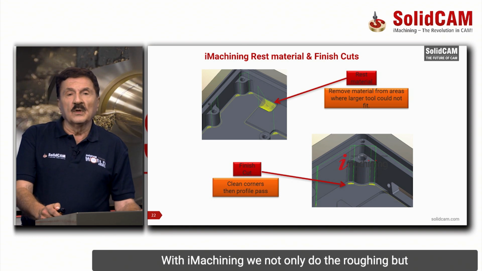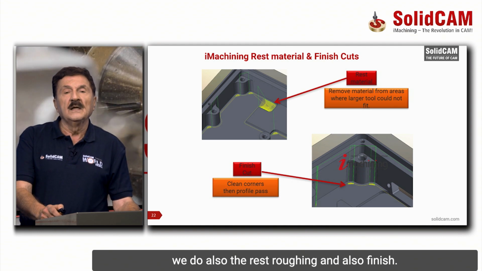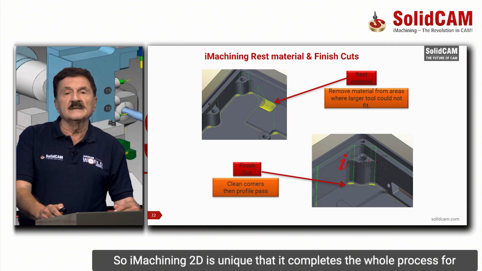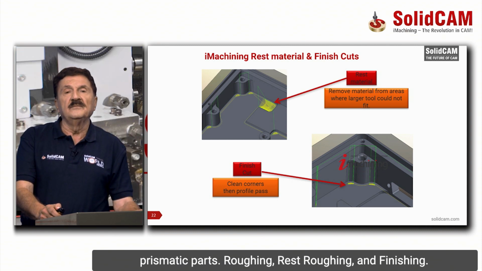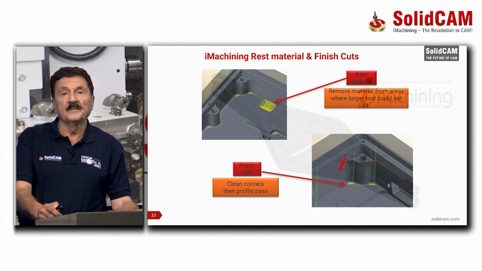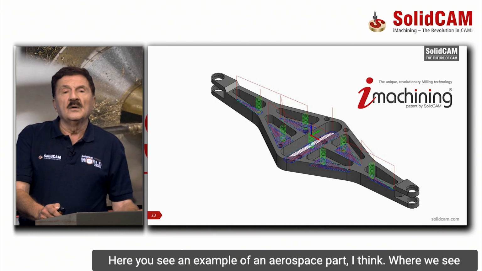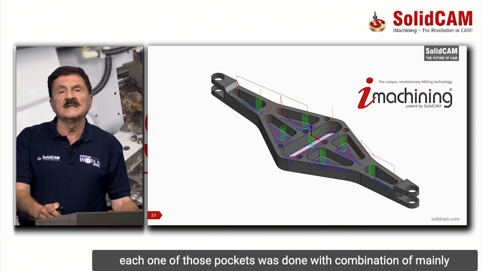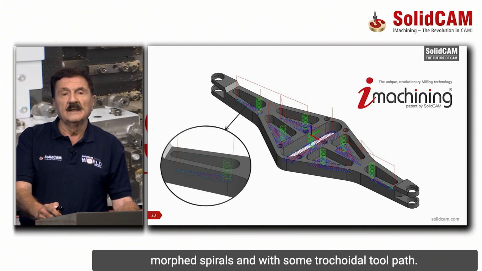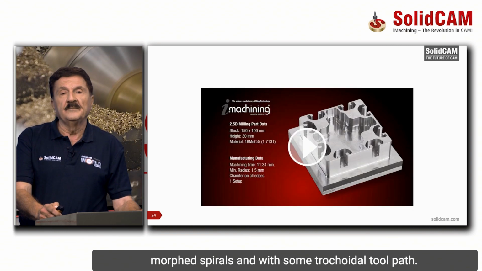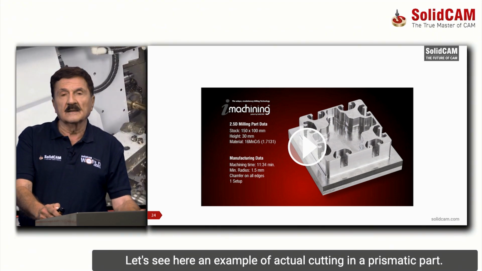With eye machining, we not only do the roughing, but we do also the rest roughing and also finish. So eye machining 2D is unique in that it completes the whole process for prismatic parts: roughing, rest roughing, and finishing. Here you see an example of an aerospace part, I think, where each one of those pockets was done with a combination of mainly morphed spiral and with some toroidal toolpath. Let's see here an example of actual cutting in a prismatic part.